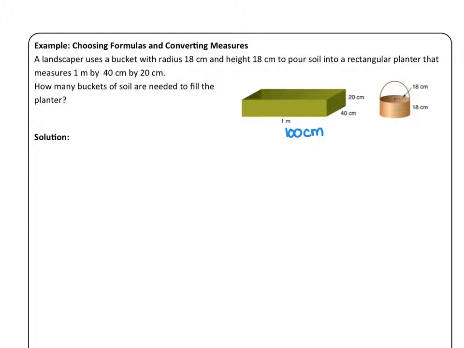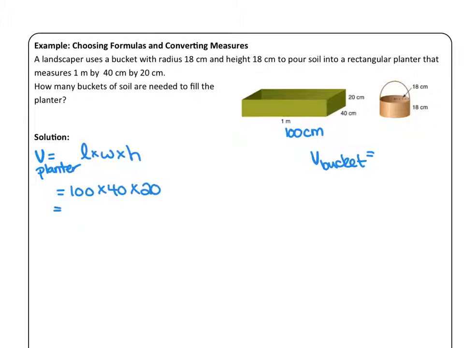So first things first, we're going to find out what's the volume of the planter. Then we're going to figure out the volume of the bucket. And then I'm going to find out how many buckets actually go into each one. So the planter is length times width times height, which is 100 by 40 by 20. So 8,000, super easy to figure out.